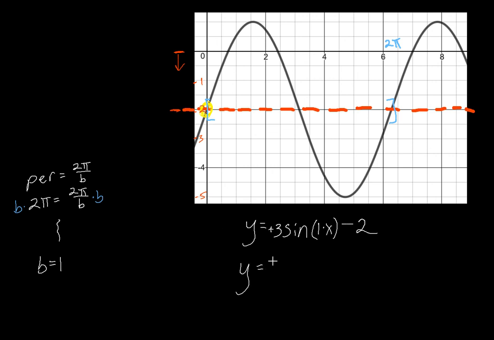Last step is to get rid of extraneous information. The positive is just assumed to be there. Sine of x, again, the 1 is just assumed to be there, minus 2.